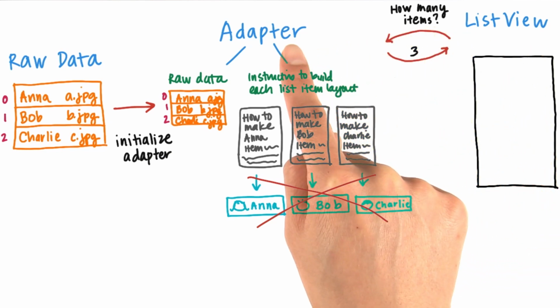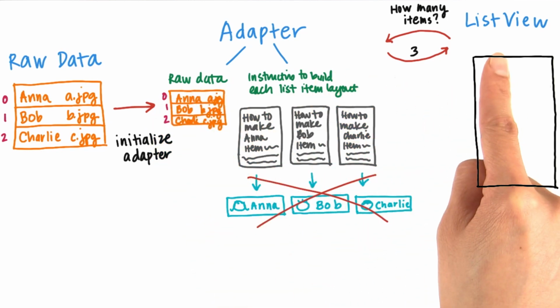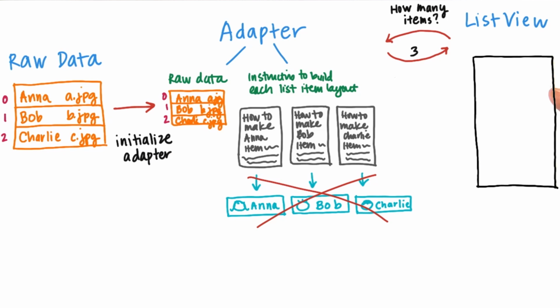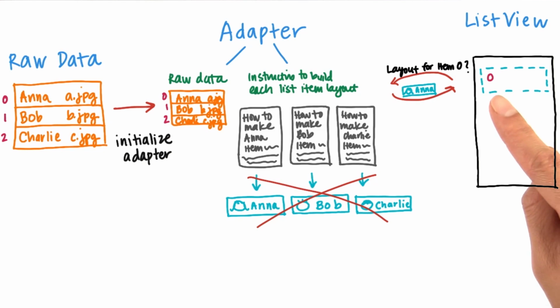Then when you bind the adapter to the list view, it will ask how many items are actually in the dataset. And the adapter will check that in the dataset there's 3 items, so it will return that to the list view. Now the list view knows that it will have to populate itself with 3 list items.